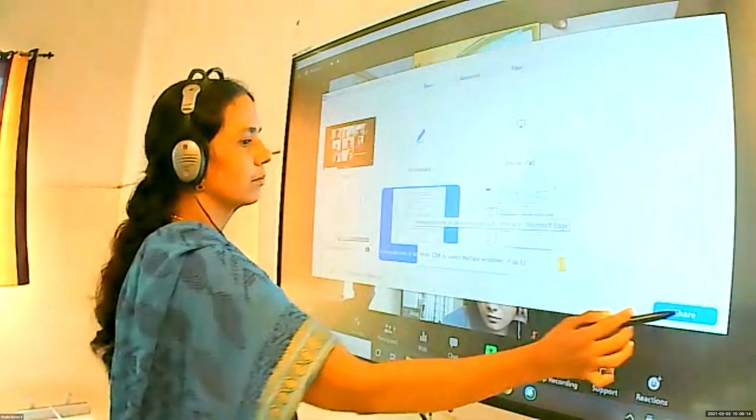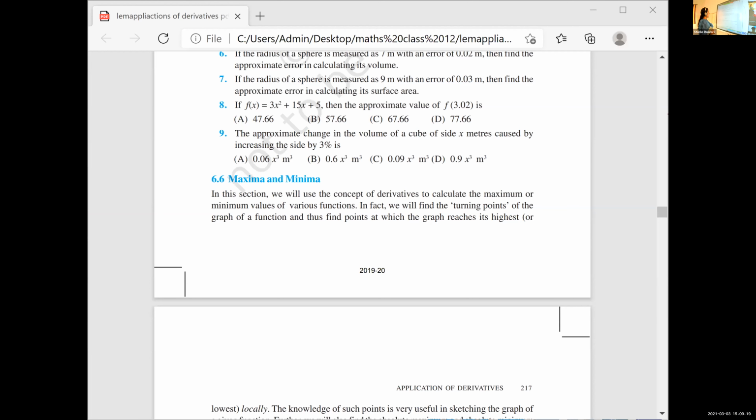Now look here. In this section, listen children, can you see the screen? Is it okay, what I'm sharing? Now, in this section, we are going to learn the use of the concept of derivatives. Using derivatives only, we are going to calculate the maxima and minima of various functions.